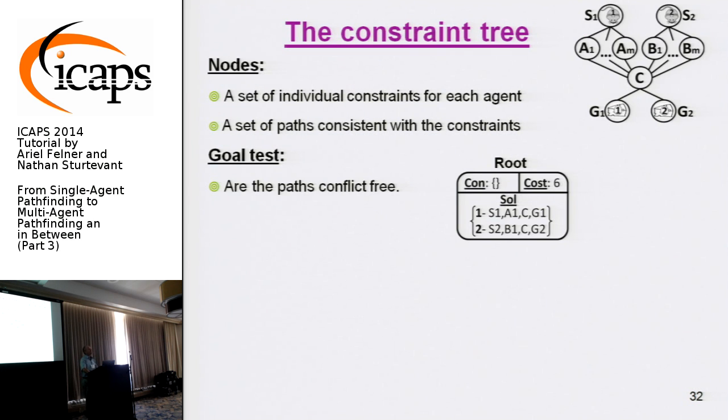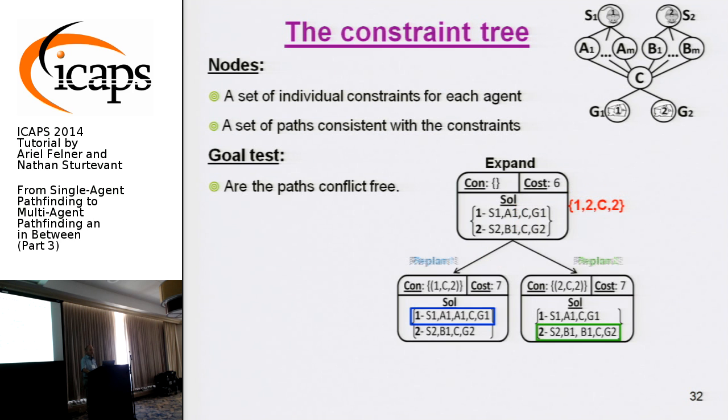So this is how it looks. I'm running here on what we call the constraint tree. It's a set of constraints for each node and a set of paths. At the root node, I have no constraints. Each agent finds its own shortest path. Now I'm trying to validate them on the time. There is a conflict at location C at time step 2. So I branch two ways.